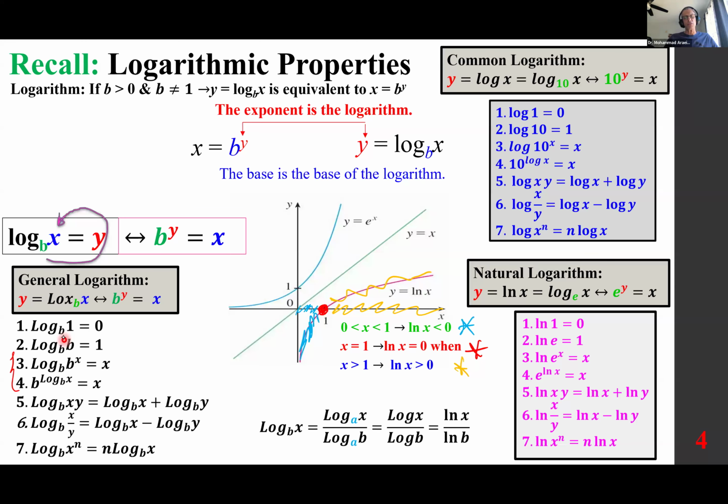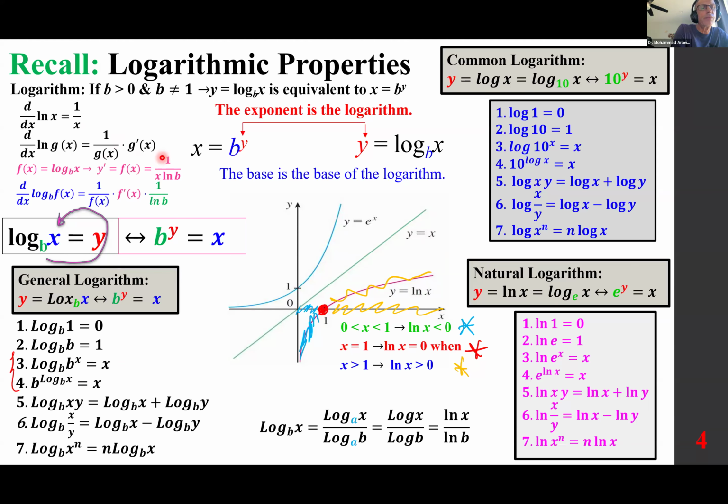We also have the change of base formula. Log x base b is log x over log b. Choose any base. Of course, the base must be positive and can't be 1. But more specifically, we choose either common log or natural log. And so the derivative of ln x is 1 over x. For g of x, it is 1 over g of x times g prime. And if we have a different base, we also tag along 1 over ln b by the change of base formula.